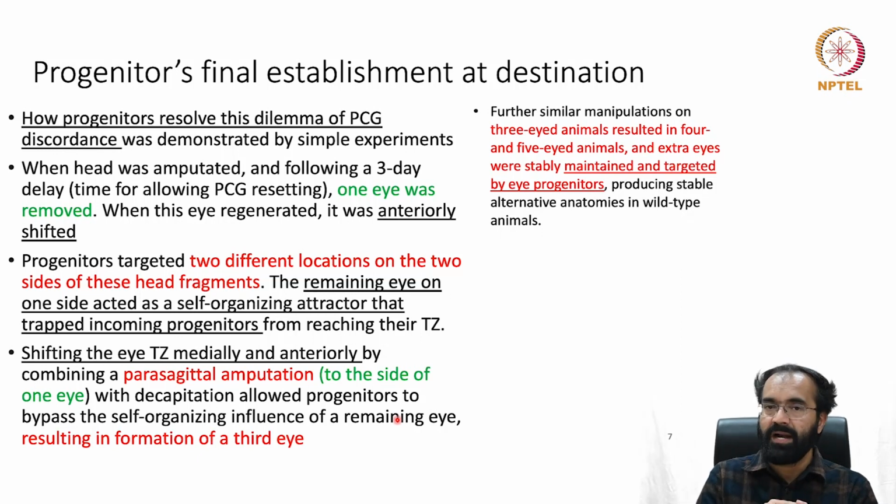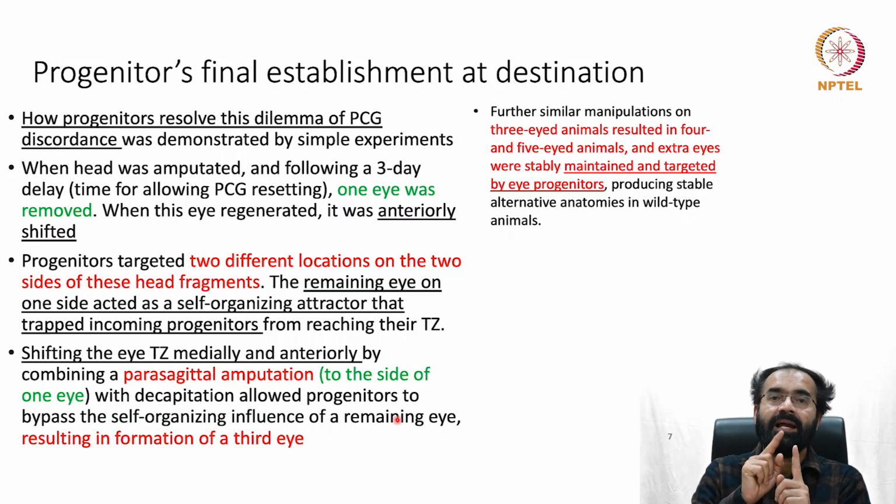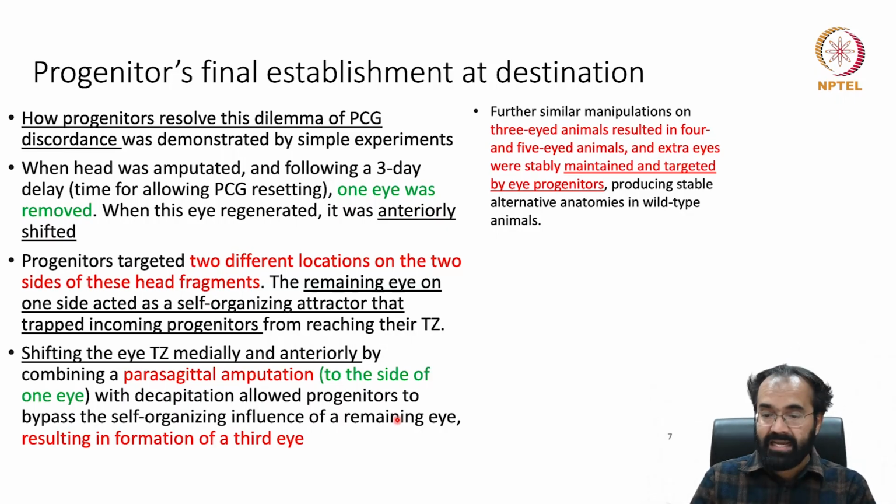So if you removed only one eye through one parasagittal section, the existing eye will remain as it is. Despite having one eye, since you made a plane below the eye region, then you will end up getting new blastema which will have two new eyes, and you will have the one old eye and two new eyes. Totally you will have three eyes. Further, similar manipulations on the three-eyed animal resulted in 4 and 5-eyed animals.